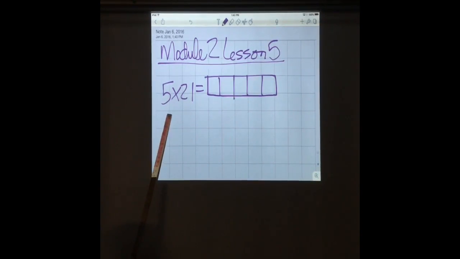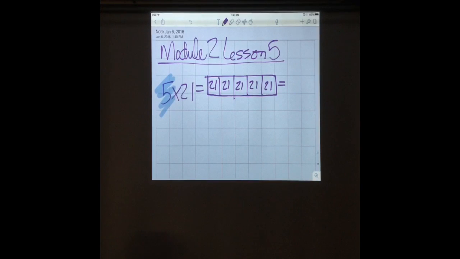What did the 5 stand for? That meant we had five boxes, and each box had how much? 21. So we put it like that, right? And do we remember what this equals?